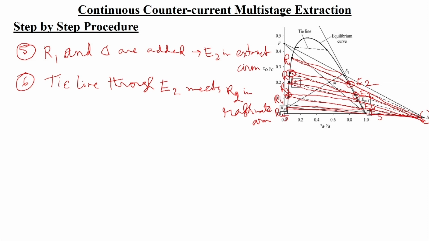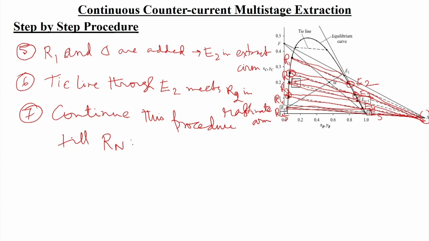So, we continue this procedure till Rn is obtained or reached. Okay. So, this is one route, and we can say this is the very convenient route. I think we are able to understand the procedure for the stage calculation in the counter current extraction process.